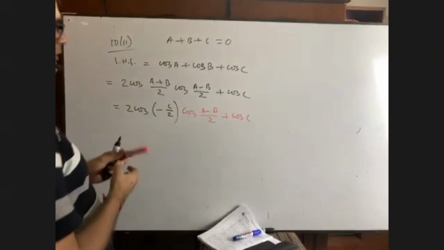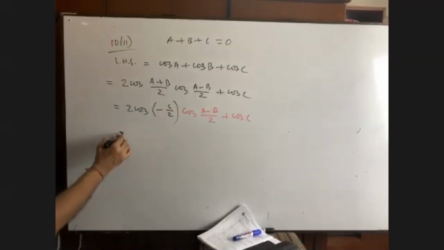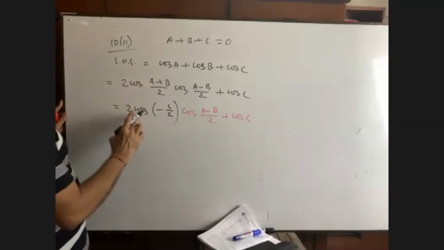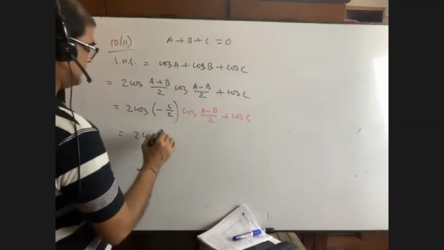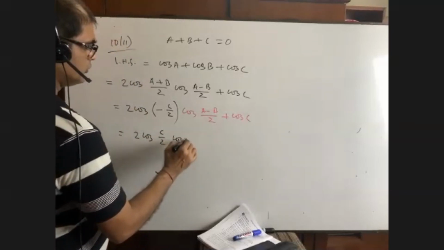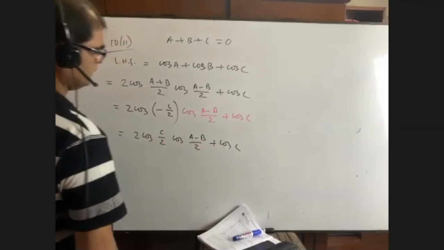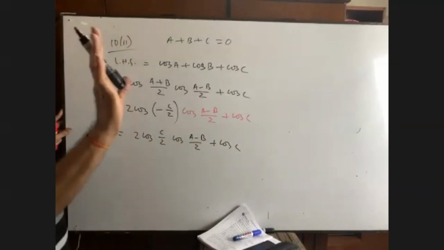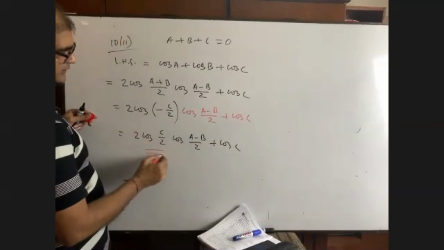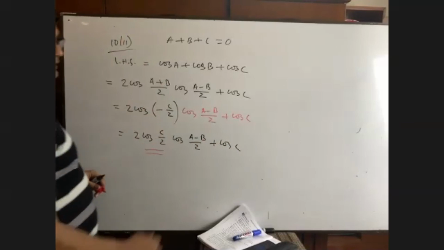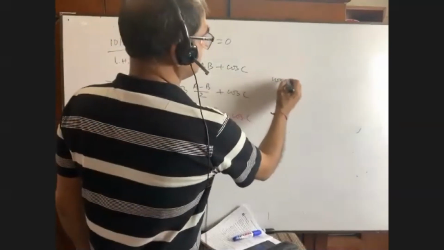Now you see, you have to give a side note, do you understand or not? Cos of minus theta equals what? Cos theta. So we can write here 2 cosine C by 2 cosine A minus B by 2 plus cos C. Just wait. Now, what I told you, you have to give emphasis here. Cos C by 2. Now what is the formula of cos theta?